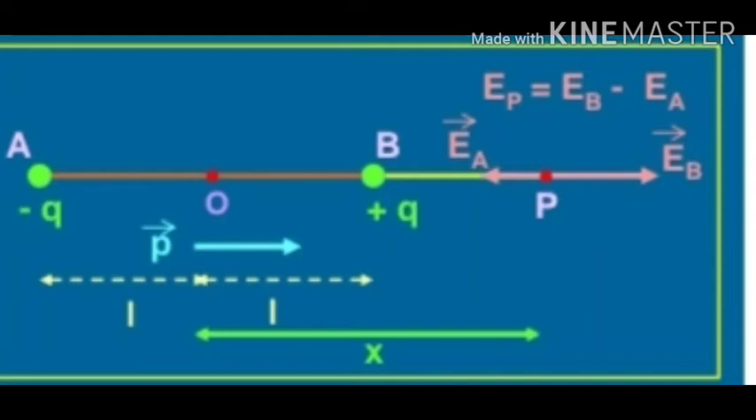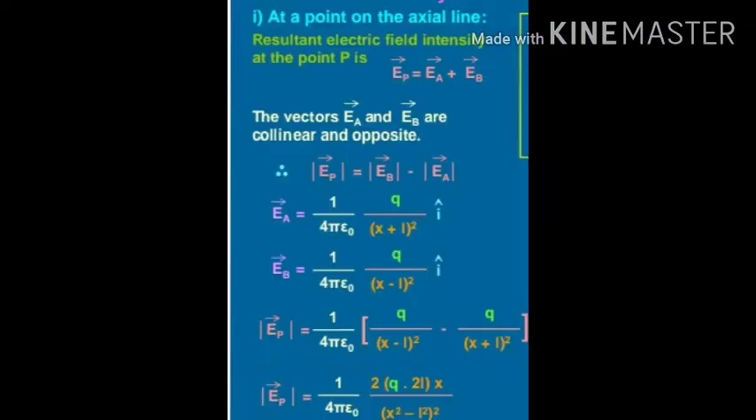We have to find the electric field at point P. The resultant electric field intensity at the point P is EP equal to EA plus EB. The vectors EA and EB are collinear and opposite. So, the magnitude of EP is equal to the magnitude of EA minus the magnitude of EB.